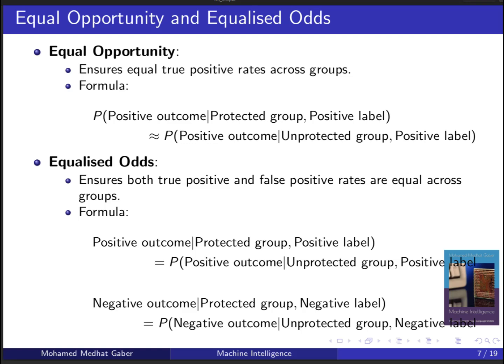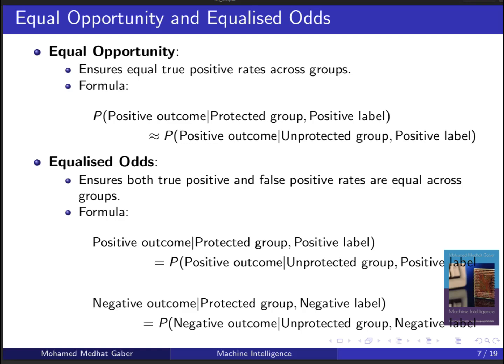This means that not only should qualified individuals have an equal chance of a positive outcome, but unqualified individuals should also have the same likelihood of not receiving an undeserved positive outcome, regardless of group membership. Equalized odds addresses potential disparities in error rates, ensuring that one group is not disproportionately subjected to false positives or false negatives. Implementing these concepts involves adjusting the AI model to balance these rates across groups. This might require modifying the decision thresholds or incorporating fairness constraints into the model's optimization process.